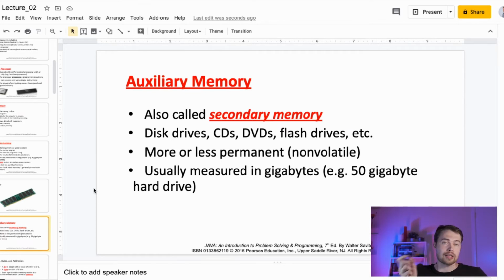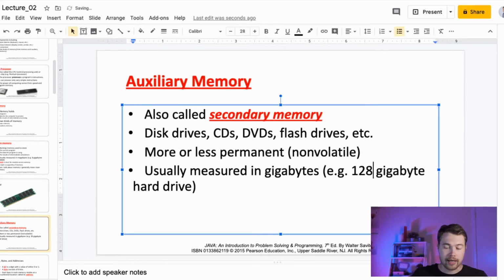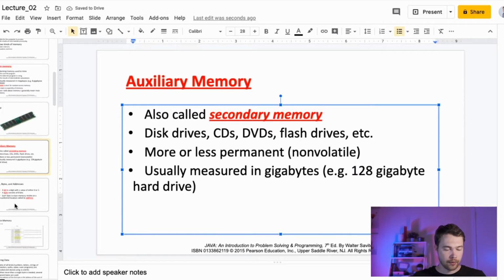When we say volatile, or volatility, that means when you turn off the power, the data disappears, unfortunately. For example, if you have RAM and you're playing some video game or editing videos or music, RAM stores some kind of information, and then when you turn the computer off, that information is wiped out. That's how RAM works. That's why RAM is considered to be volatile memory. It's usually measured in gigabytes, right? A 50 gigabyte hard drive, for example, but nowadays it would be 128 at least.